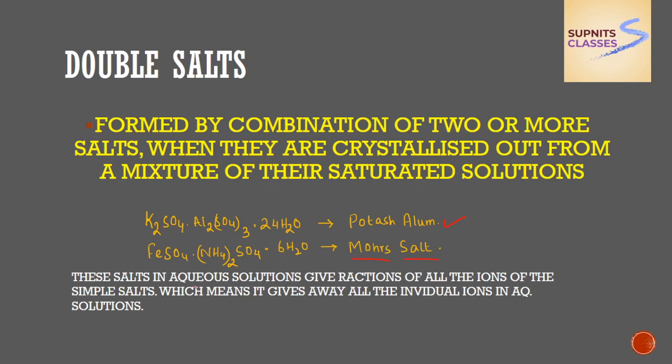These salts, when you put them in aqueous solution, give reactions of all the ions of the simple salts. That means if you put this salt in aqueous solution, it will give you K plus, SO4 2 minus, Al3 plus, and SO4 2 minus again. So you will get the properties of all the ions, which means it gives away all the individual ions in aqueous solution. Clear? So these are double salts.